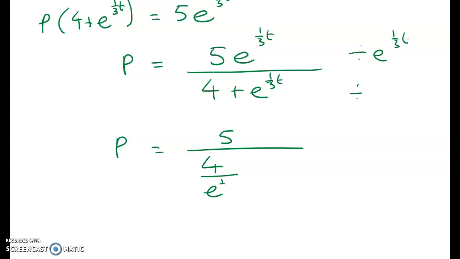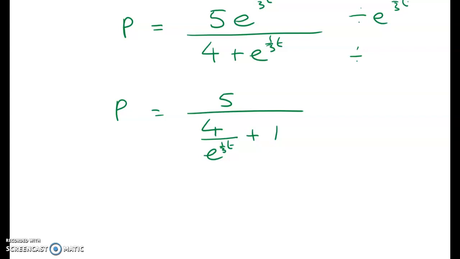I'm doing this really slowly because this is probably the first time you've seen this. We can go a bit faster next time. So p is equal to 5 over 4 e to the 1/3 t plus 1.